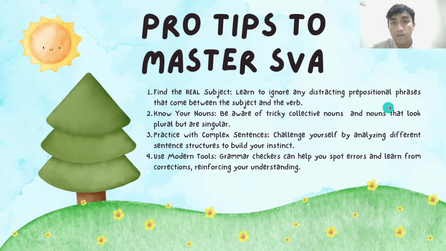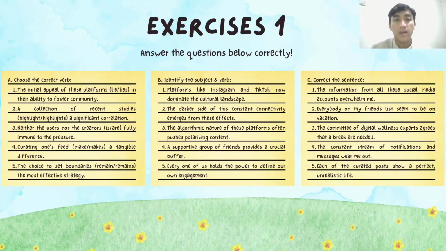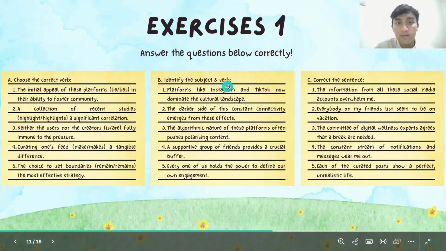Okay, this is exercise one. Answer the questions below correctly. The first is choose the correct verb. The first question is: the initial appeal of these platforms, lie or lies? Second is: collections of recent studies, highlight or highlights, and many more. Same, identify the subject and verb.